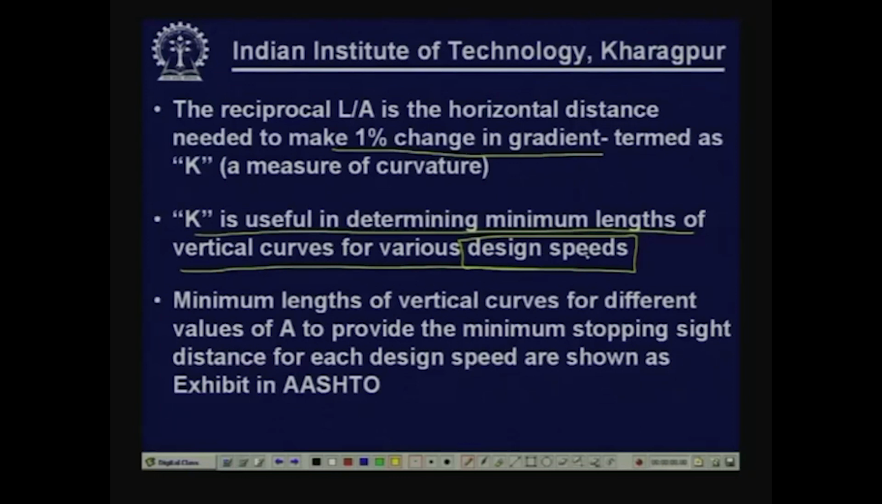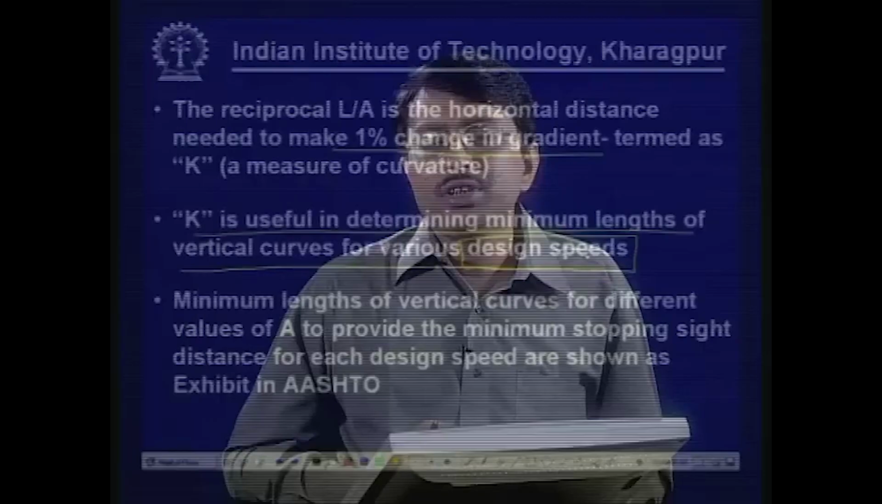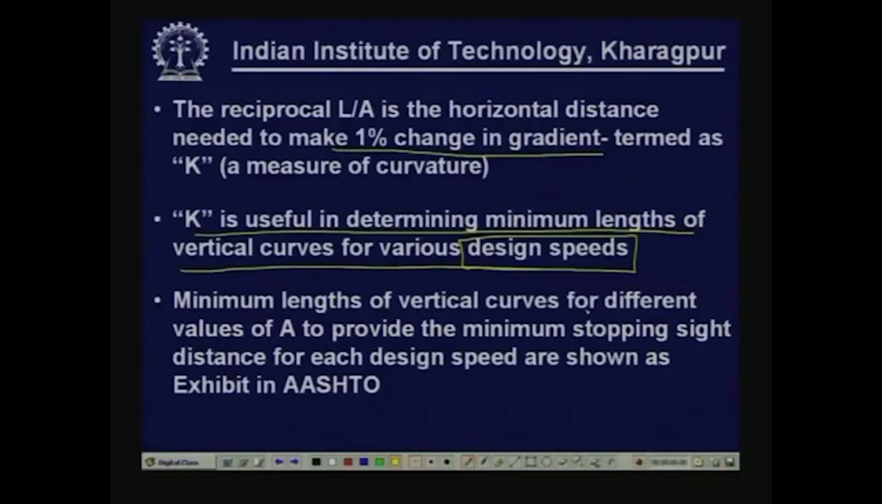Now, it is useful in determining minimum lengths of vertical curves for different design speeds. Why for different design speeds? Because for different design speeds, the sight distance requirement or the stopping sight distance requirement is different. So, the length also will be different. Now, minimum length of vertical curves for different values of A to provide the minimum stopping sight distance for each design speed are shown as an exhibit in AASHTO.